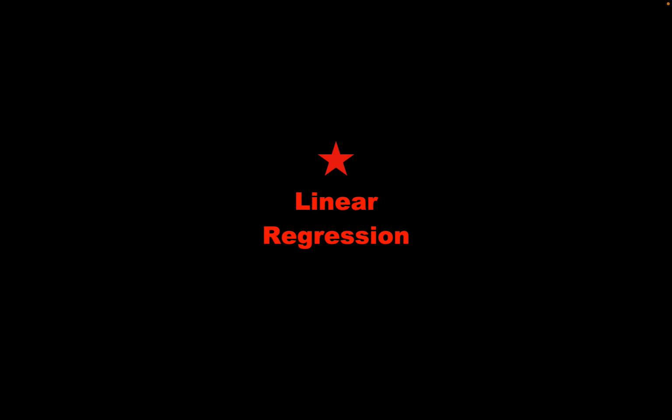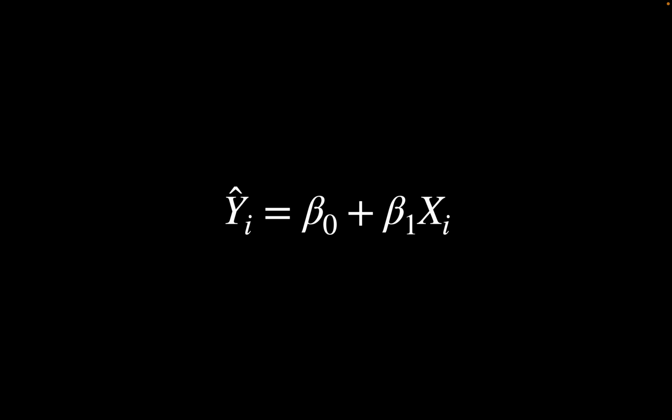Let's increase the complexity of our model and talk about linear regression. This is the mathematical equation for the type of model that we're going to try to fit to our data. The predicted y values are equal to some number, beta 0, plus some other number, beta 1, multiplied by the value of our feature. In this case, we only have one feature.